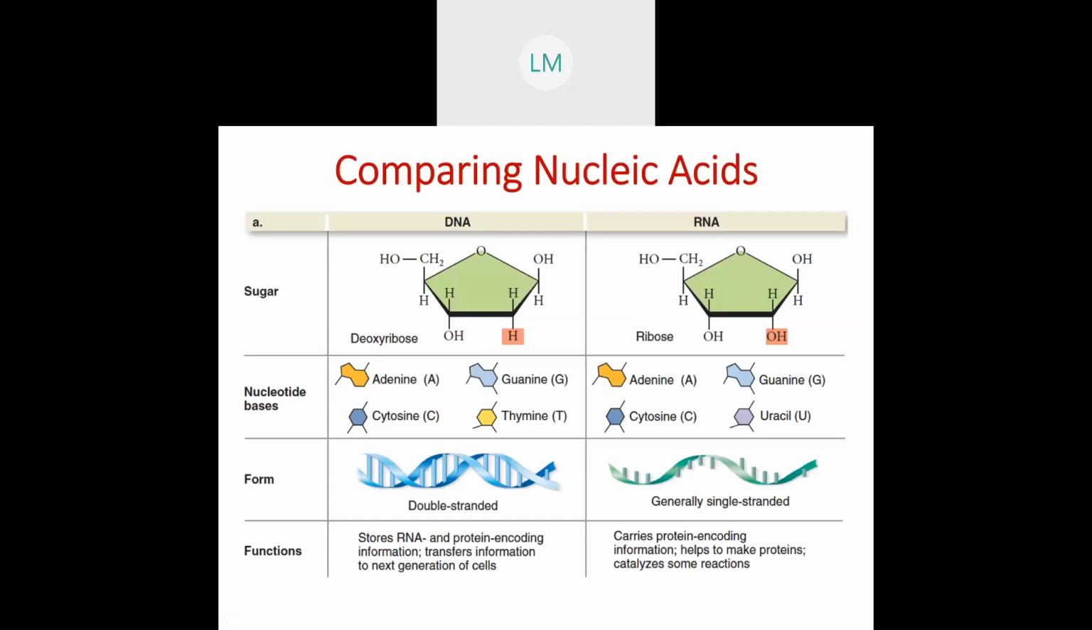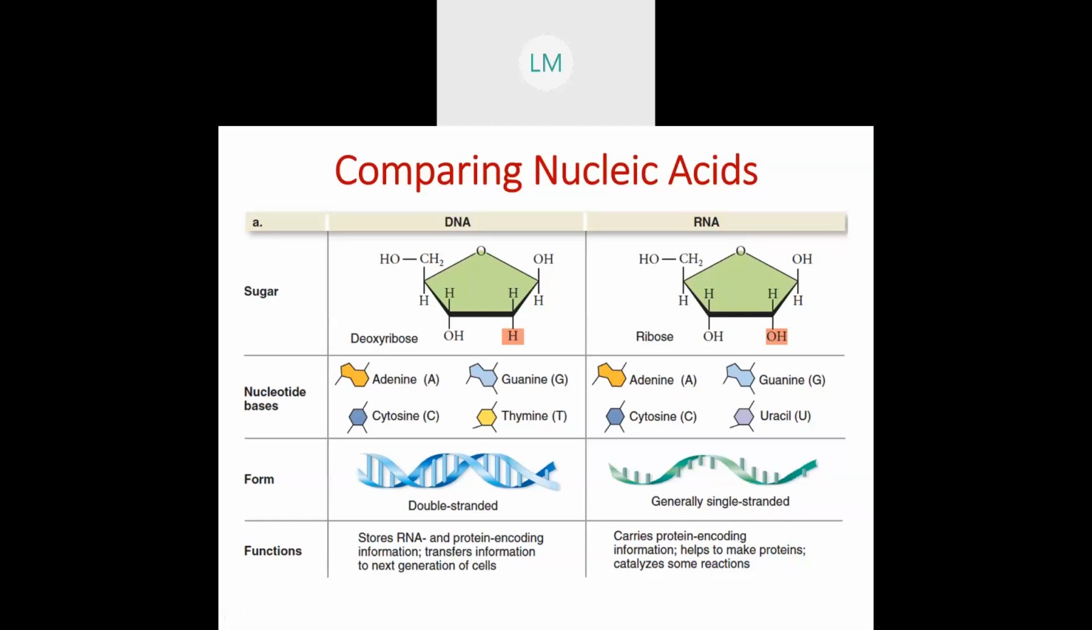In addition to the sugar, there are a few other differences between DNA and RNA that you're going to need to be familiar with. So we've got our sugar highlighted again up here on the first line. The second line here is referring to the nucleotide bases that DNA and RNA have. So DNA, we talked about the purines and the pyrimidines. So our purines are adenine and guanine, and our pyrimidines, cytosine and thymine.